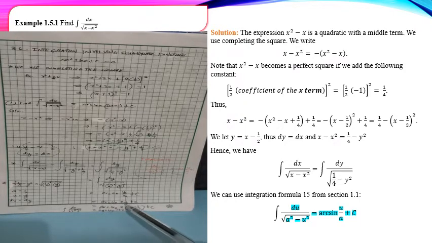Okay, so let us simplify. In the final answer, the variable y needs to be returned to the variable x. So, since our y, class, is x minus 1/2, replace y here by x minus 1/2, plus c. Therefore, the integral of dx over the square root of x minus x squared is equal to arc sine of 2x minus 1 plus c, because 2 times x is 2x, and 2 times negative 1/2 is negative 1. So, this is the integral of the given function.